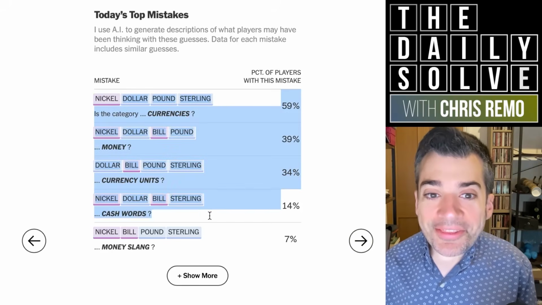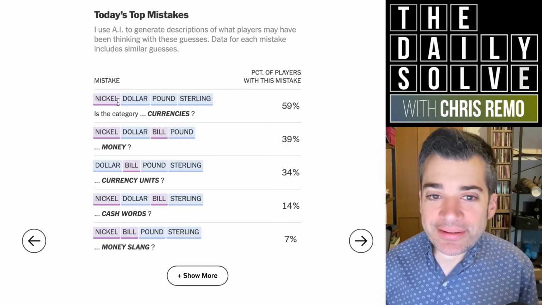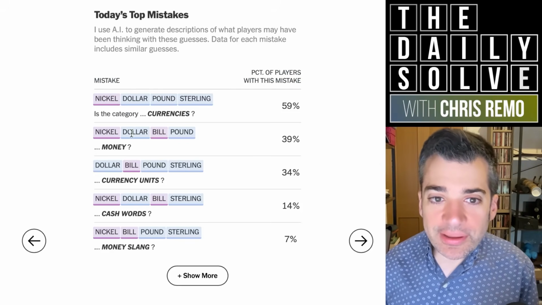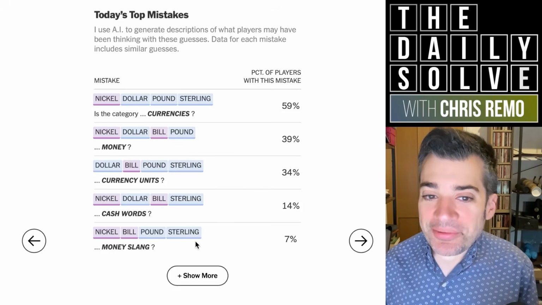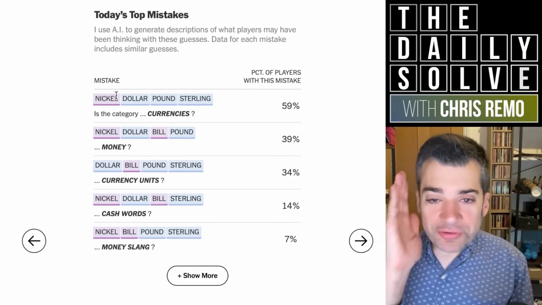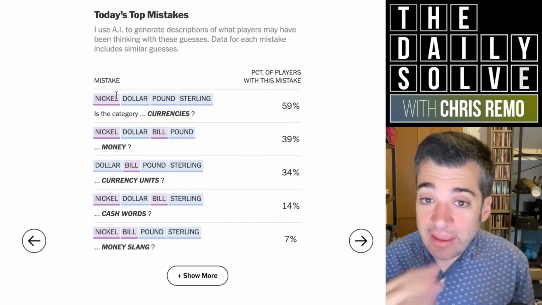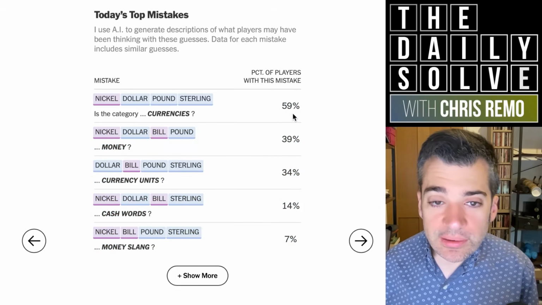Oh, look at this. It's all the same money related thing. Currencies, nickel, dollar, pound, sterling. Yeah, I did consider nickel very momentarily early on. Money, nickel, dollar, bill, pound, sterling. This is amazing. This is the most one track set of errors. And look at that. More than half of people made this mistake.